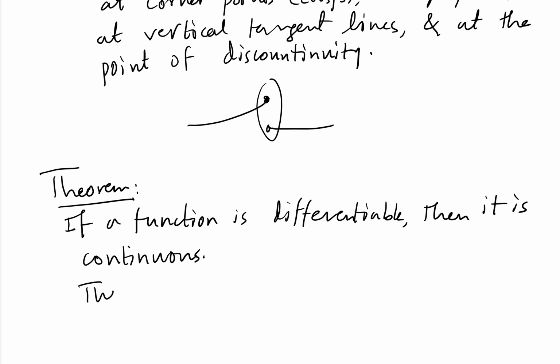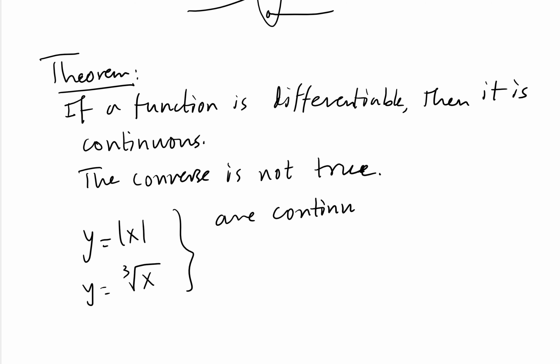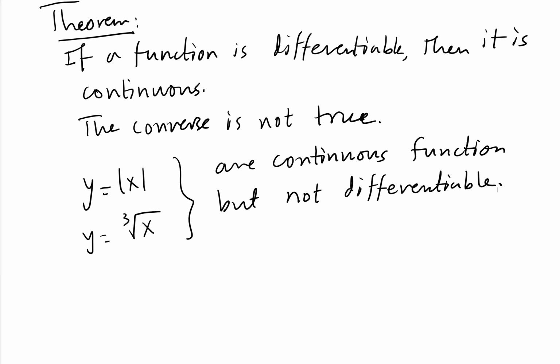Note that the converse is not true. So if it's continuous, it doesn't mean it's differentiable. One example of that is the absolute value of x, the one I showed you earlier. Even the cube root of x. These functions are continuous functions, but not differentiable.